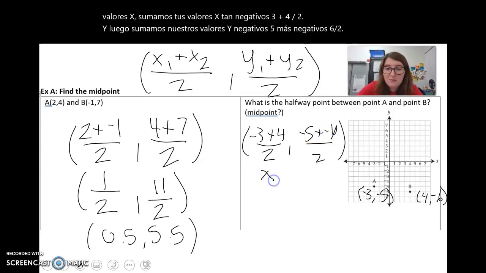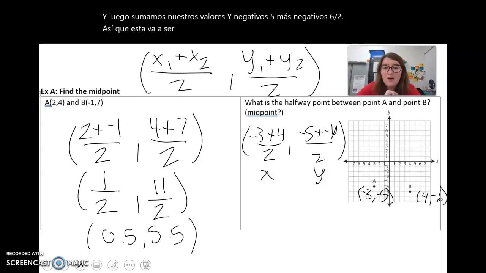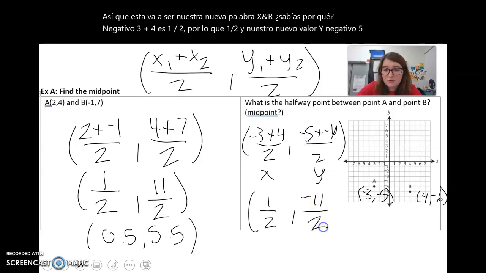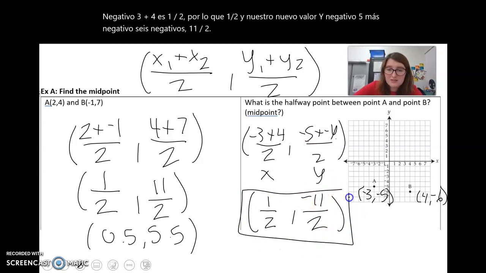So this is going to be our new x and our new y. -3 plus 4 is 1 over 2, so 1/2. And our new y value, -5 plus -6, -11 over 2. My new point, my midpoint.